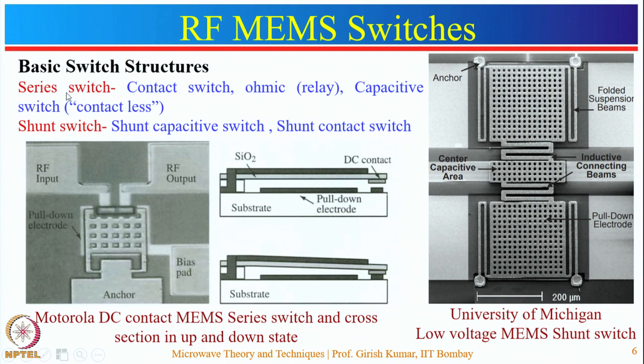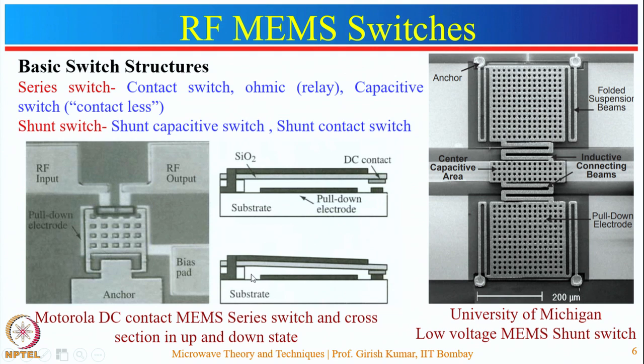The series switch can be of various types: the contact switch, relay switch, or the capacitive switch with contactless geometry. The shunt switch could be of various types, the shunt capacitive switch and the shunt contact switch. So, here is the geometry of a series switch, which is made by Motorola, and the two up and down states of the switch are shown here.